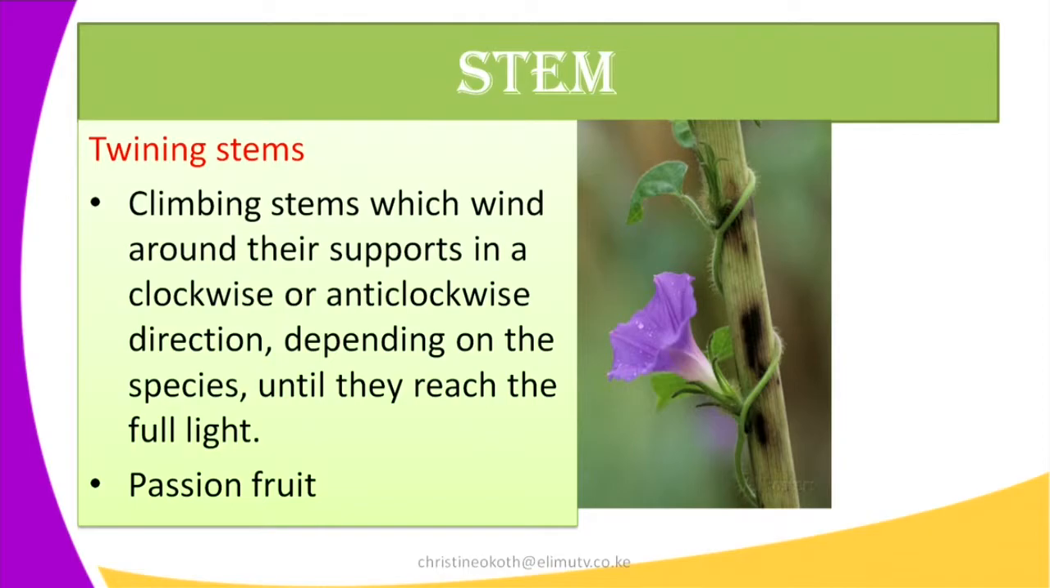So a common example of a climbing stem is in the passion fruit. As you can see in the example, the stems are very soft. That's why they can easily coil themselves around the support system.